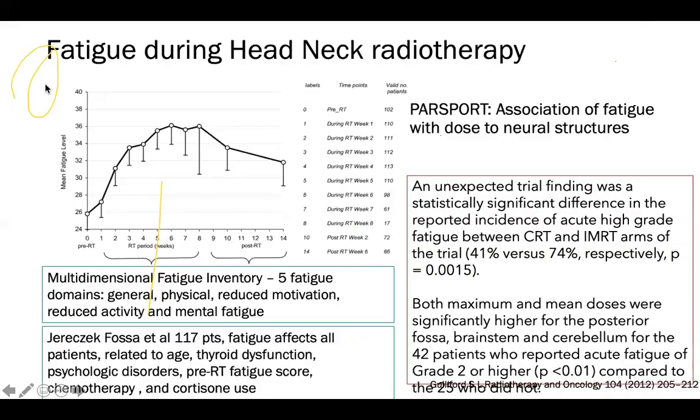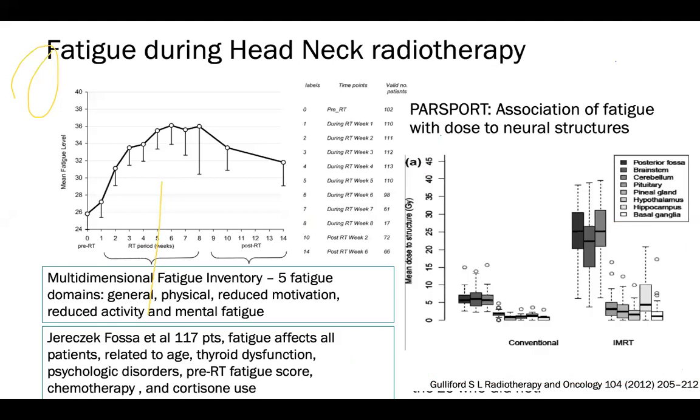Then interestingly, fatigue is one of the corollaries. Fatigue was noted in the PASSPORT trial as a post hoc analysis. It was found that fatigue is an issue in patients who undergo IMRT. And one of the reasons thought to be the cause of fatigue was the dose being received by the posterior structures, the posterior brain-related structures. So that was thought to be one of the reasons why there was fatigue.